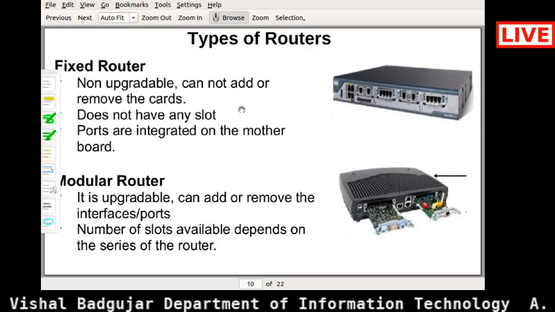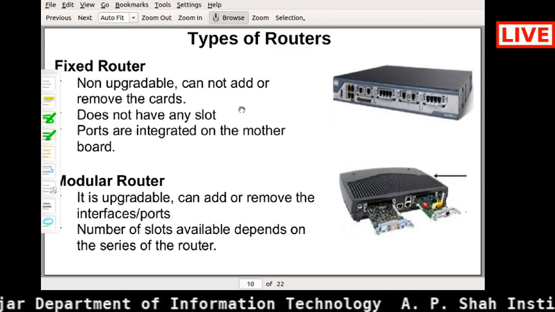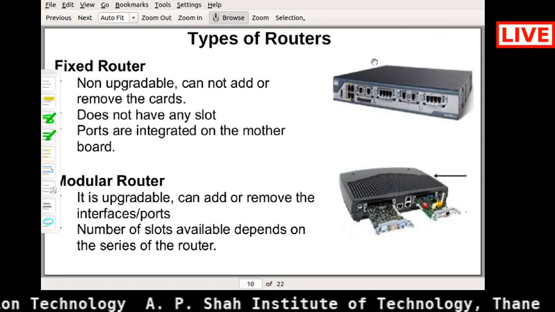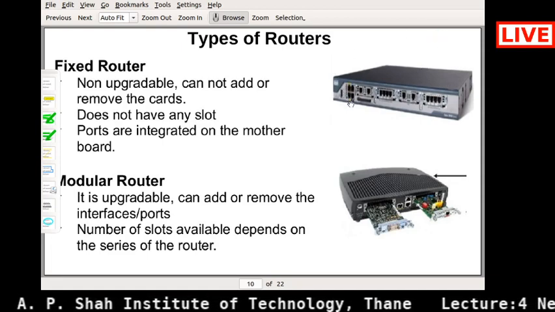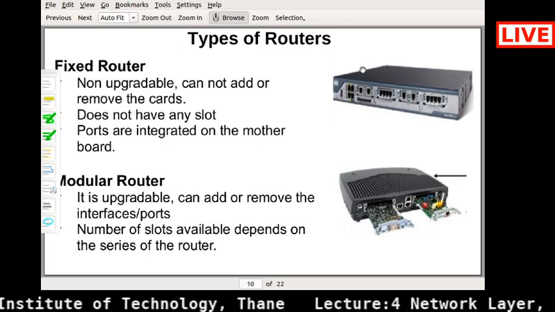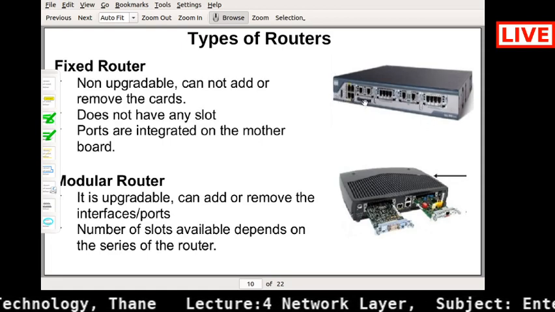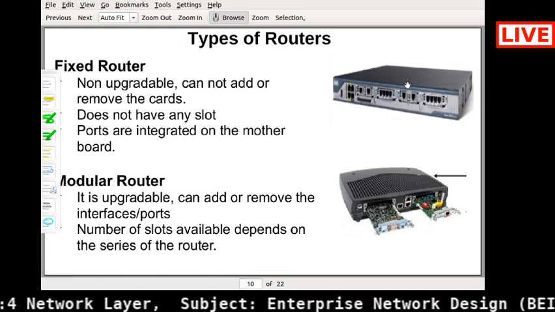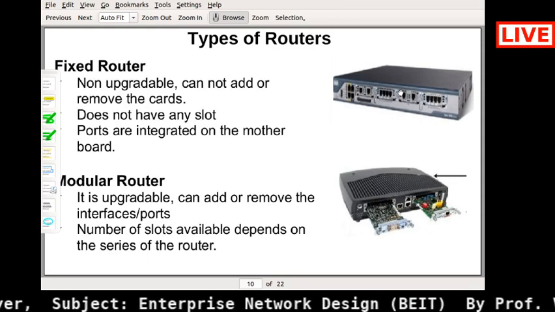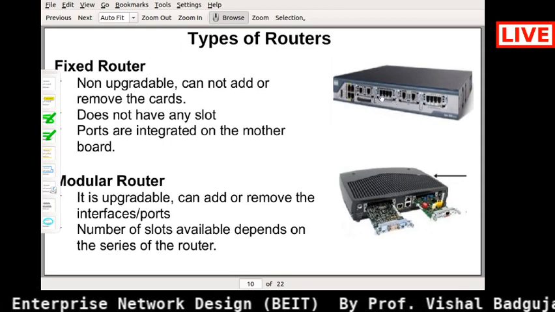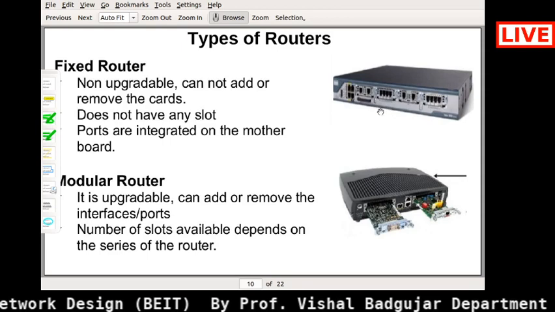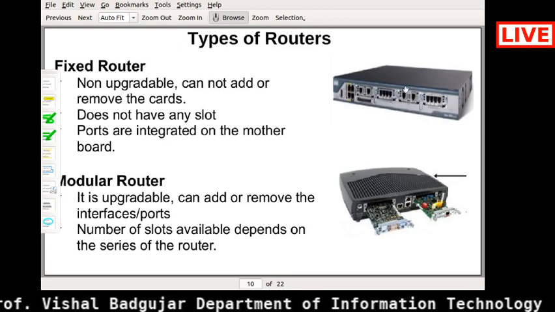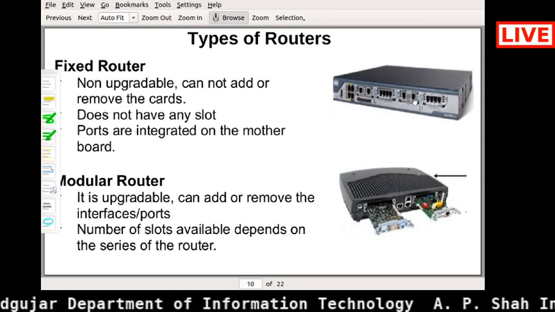Then what are the types of routers? There are two types. The first one is the fixed router. We can't upgrade it. Whatever is there in this particular router, you cannot add, modify, delete, or remove. It does not have any slots, and these ports are integrated with the motherboard itself. That's why you cannot remove anything or add something else in this router. It is the fixed router.